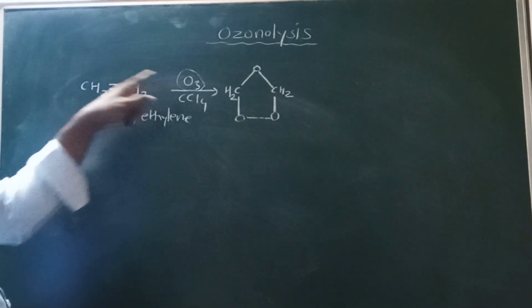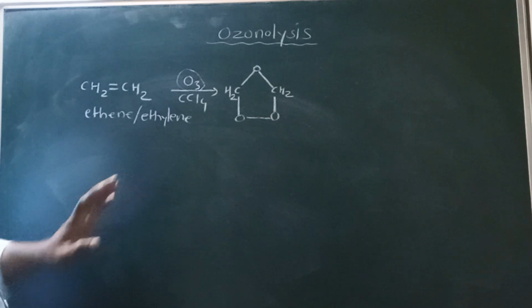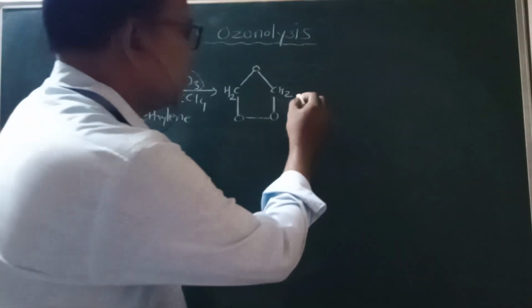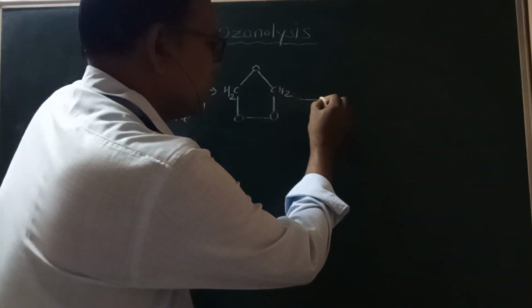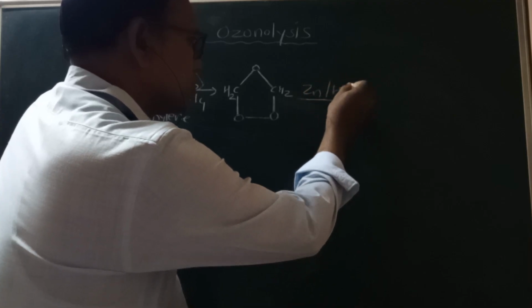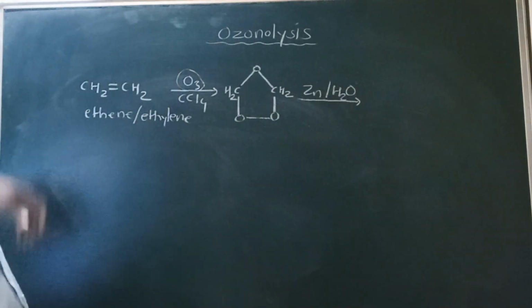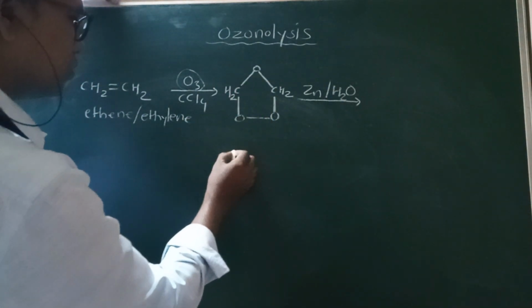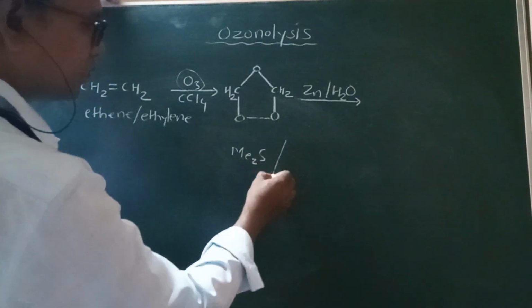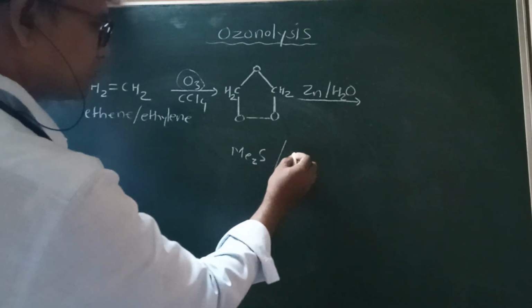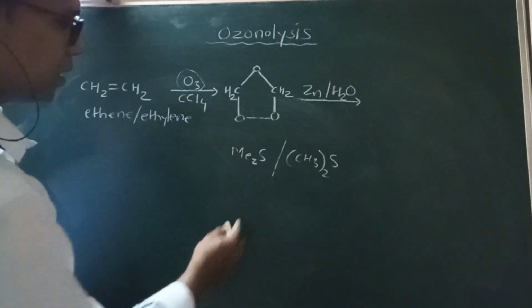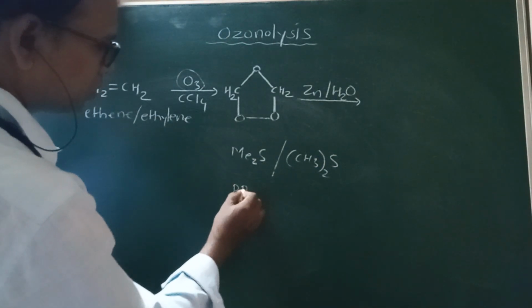Okay, one molecule of ozone can break two covalent bonds. Good. So remember, in the next step, suppose I carry out reductive cleavage of this by using zinc and water. Zinc is a mild reducing agent. Now instead of zinc, one can also use this compound Me2S, that is dimethyl sulfide, that is CH3 two times and S. You can also use here this compound PPh3.